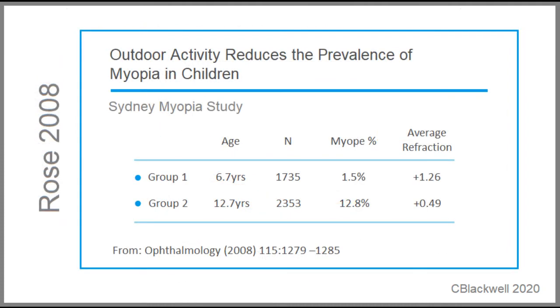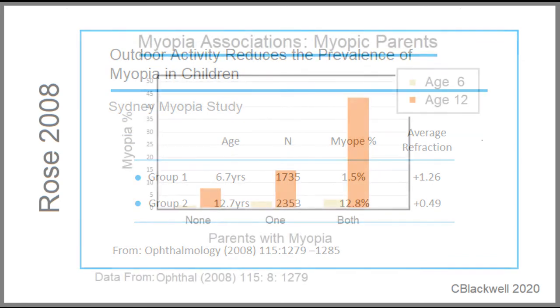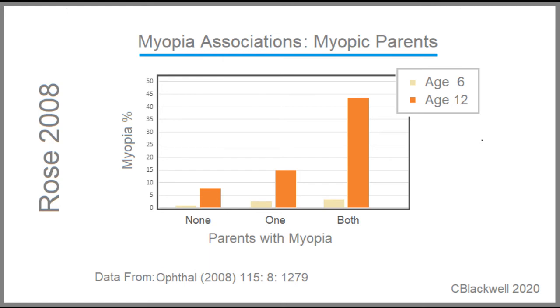In the Sydney myopia study, they looked for a connection between myopia and multiple risk factors. First, having more parents with myopia is associated with more myopia in children, which fits our expectations. Again, having no parents with myopia does not mean zero risk.